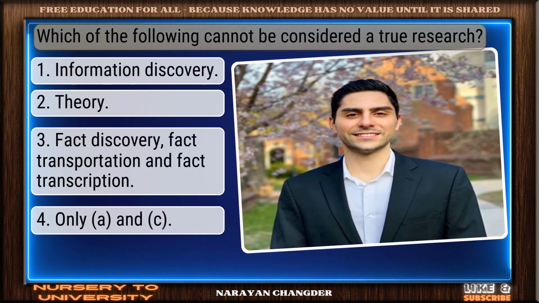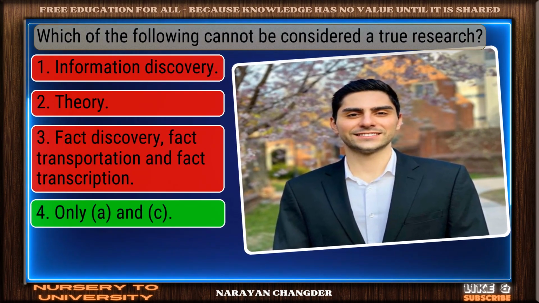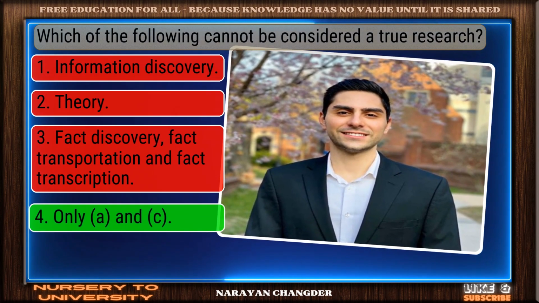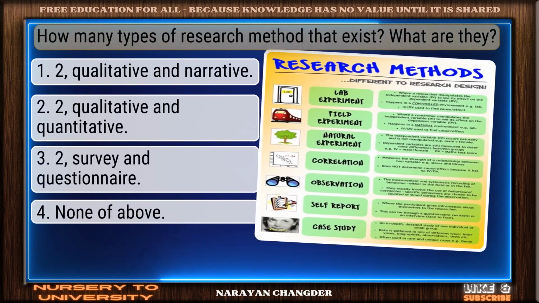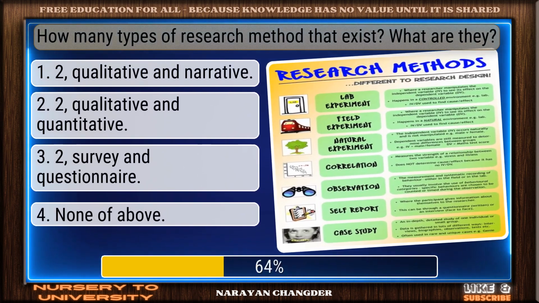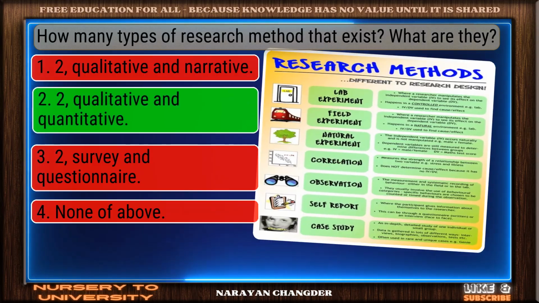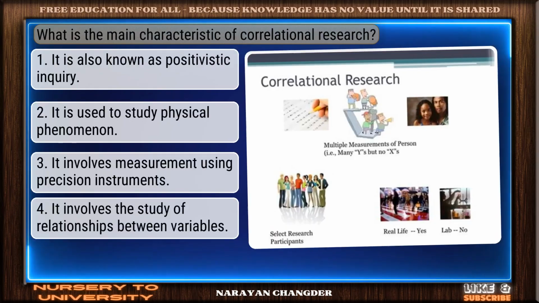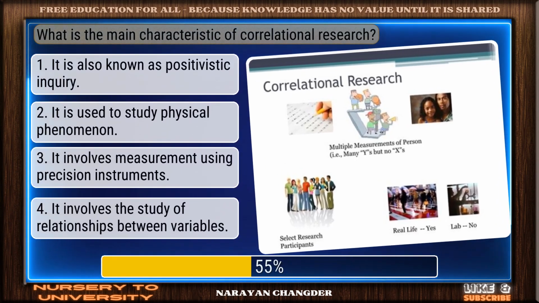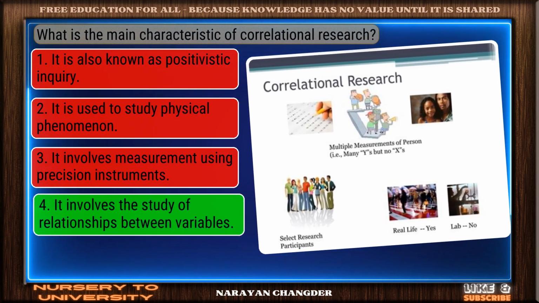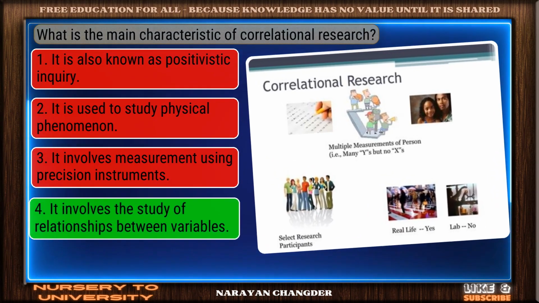Which of the following cannot be considered a true research? Right again. Only and is a valid answer. How many types of research method that exist? What are they? Exactly. 2. Qualitative and quantitative makes sense and it is right choice. What is the main characteristic of correlational research? Smart move. It involves the study of relationships between variables is an accurate answer.